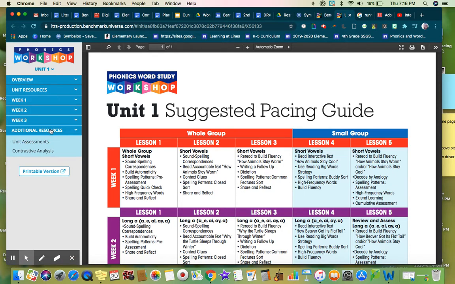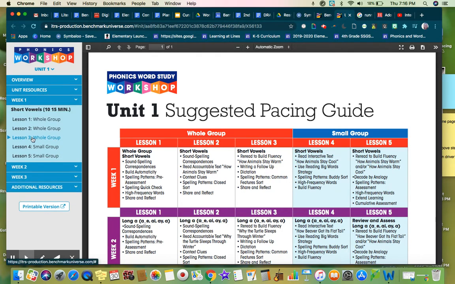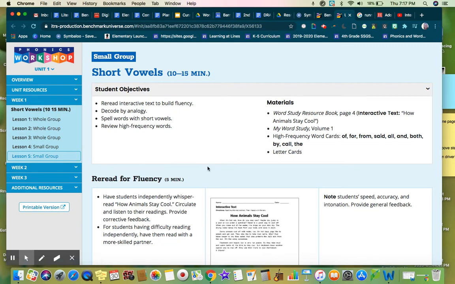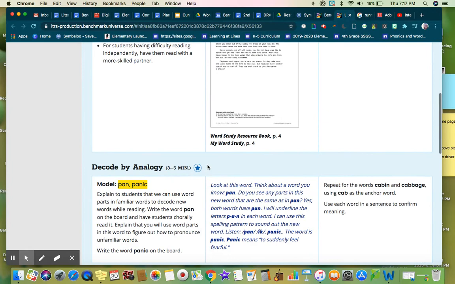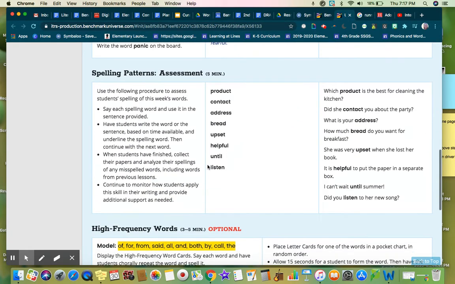But because that's the unit assessment, we would miss a step if we didn't address the weekly assessments. The weekly assessments are very short and always given at the end of the week. They're found on the last lesson, so lesson 5, small group. As you can see, we've got a couple of finishing things, decoding by analogy, etc. And then you come to the spelling patterns assessment.